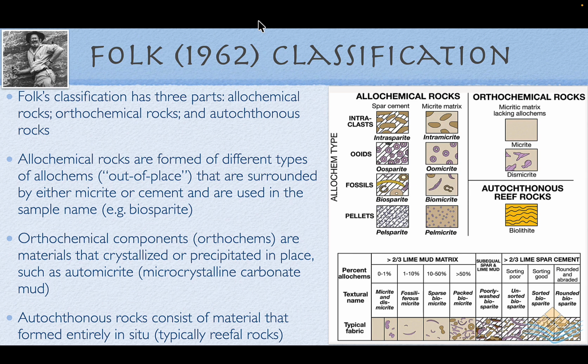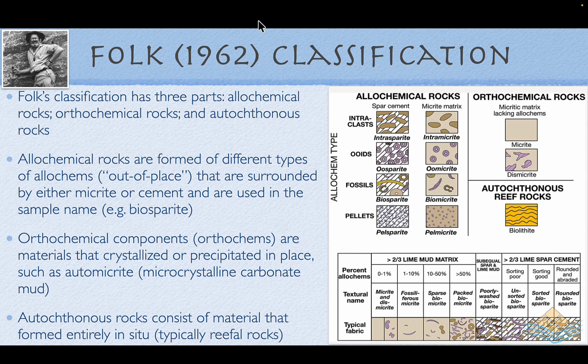Combining those two features in allochemical rocks, we come up with a sample name. We can have biosparite, which contains fossils, and a sparry intergrain matrix. If it's mud, we have a biomicrite. Likewise, we have oosparite, oomicrite, or if it's colloidal or pellets, pellsparite and pellmicrite. Orthochemical components are those components or orthochems that are crystallized or precipitated in place. This encompasses features that have a strong level of automicrite, microcrystalline carbonate mud, in place. It also, as we'll see later, encompasses the notion of micarbs in chalks as they're buried into the shallow subsurface.